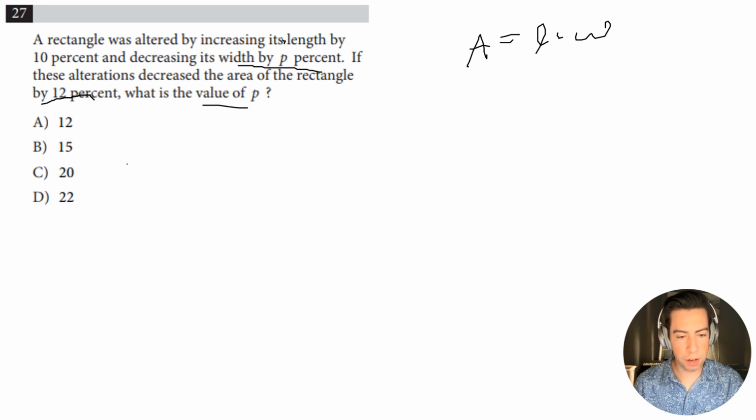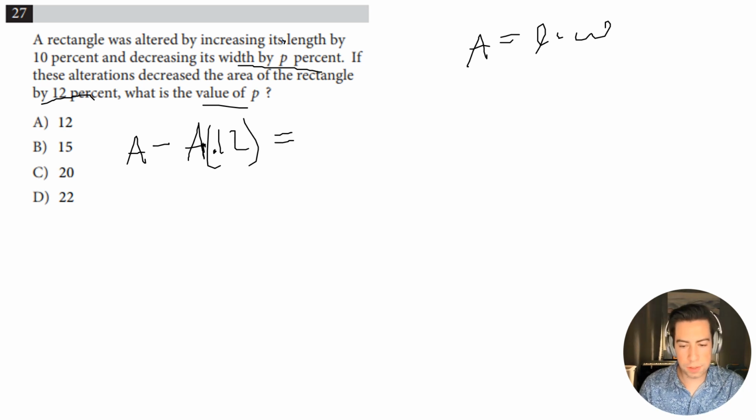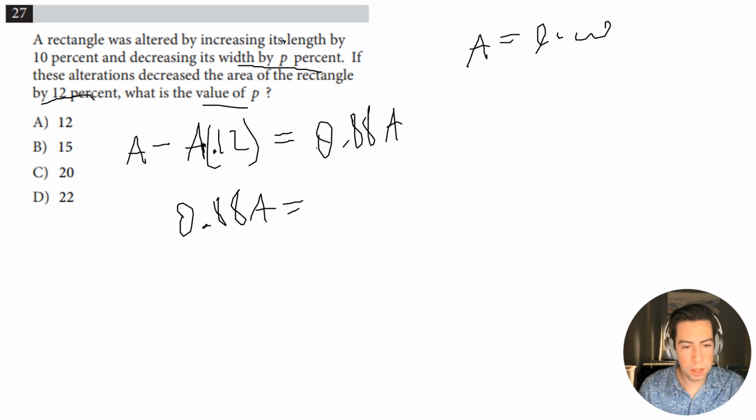So that means that we take our initial area, and then we subtract off the area times 12%, 0.12. And that means that our area is going to be 0.88a. So 0.88a has to be equal to, let's see, the length was increased by 10%, so it's going to be 1.1 times our length. And then we need to multiply that by the width, and it says that the width was decreased by p%. So we're going to have w minus w times p.